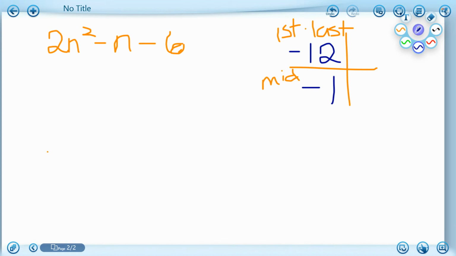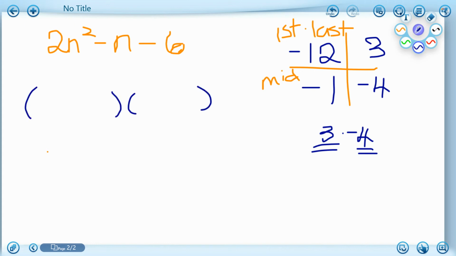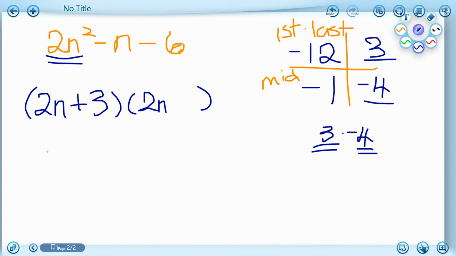Now we have to think, what times what gives you 12? Let's go straight to the point. How about 3 times 4? But one of them has to be negative, because the number has to be negative. I'm going to make 4 negative, because if you add those two together, that gives me -1. These two are the winning numbers that we want. Same thing here, but this time a little different, because we have a number in front of our leading term. In that case, I'm going to write that leading term up front, and put the numbers that we got: +3 and -4.